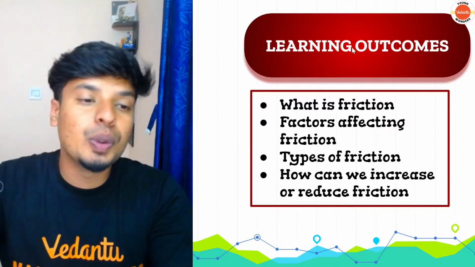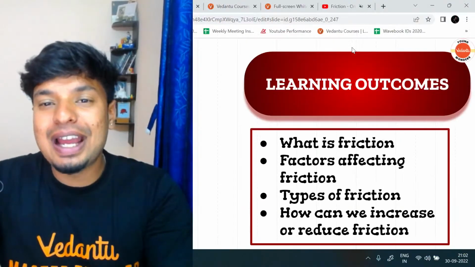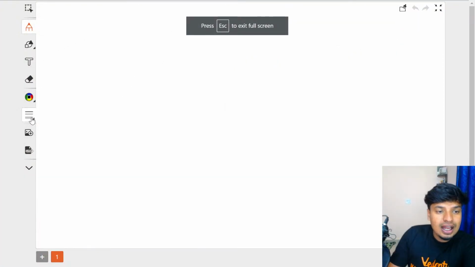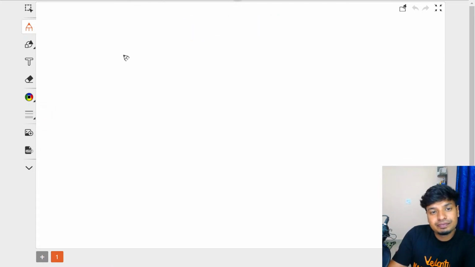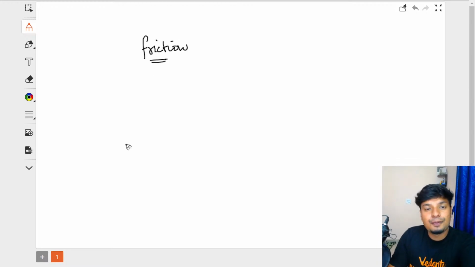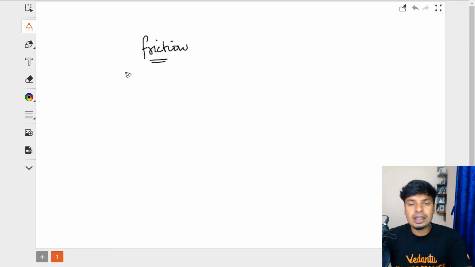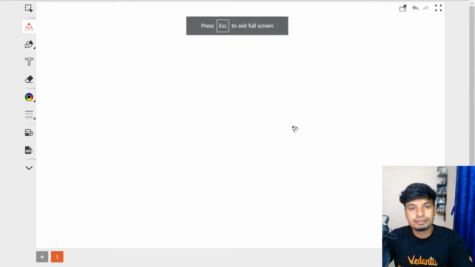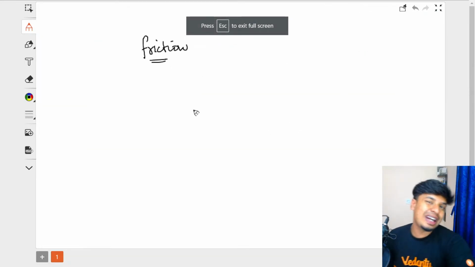But before we actually go to the slides, let's learn with the help of a drawing. So here we are, guys. What is the topic we're about to discuss today? We're about to discuss friction, isn't it? Now, what exactly is friction and how are we going to learn about this? Okay, let's learn about friction in detail.